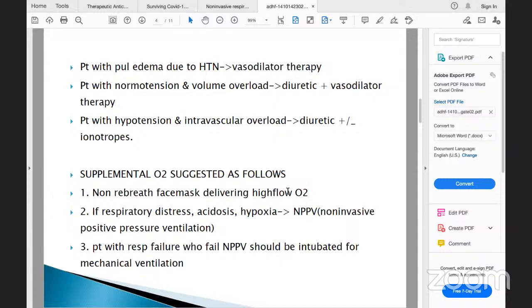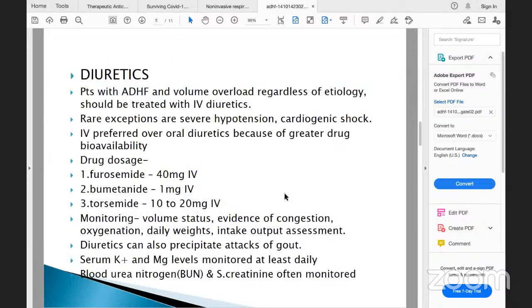Supplemental oxygen is given with a non-rebreathing face mask, which delivers high flow oxygen up to 15 liters per minute. If the patient is tachypneic, has respiratory acidosis, or is hypoxic, then non-invasive ventilation can be used. It really helps these patients and prevents them from being intubated. Very rarely do these patients need to be intubated, and the only indication is when they undergo cardiogenic shock or may have an underlying septic shock also.